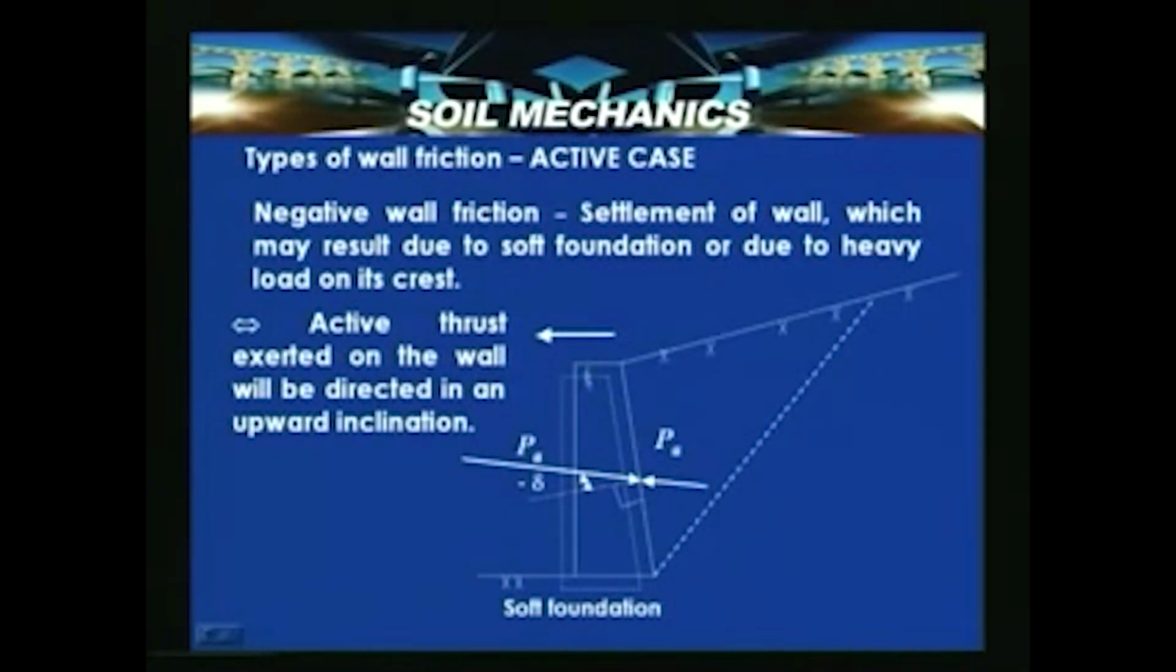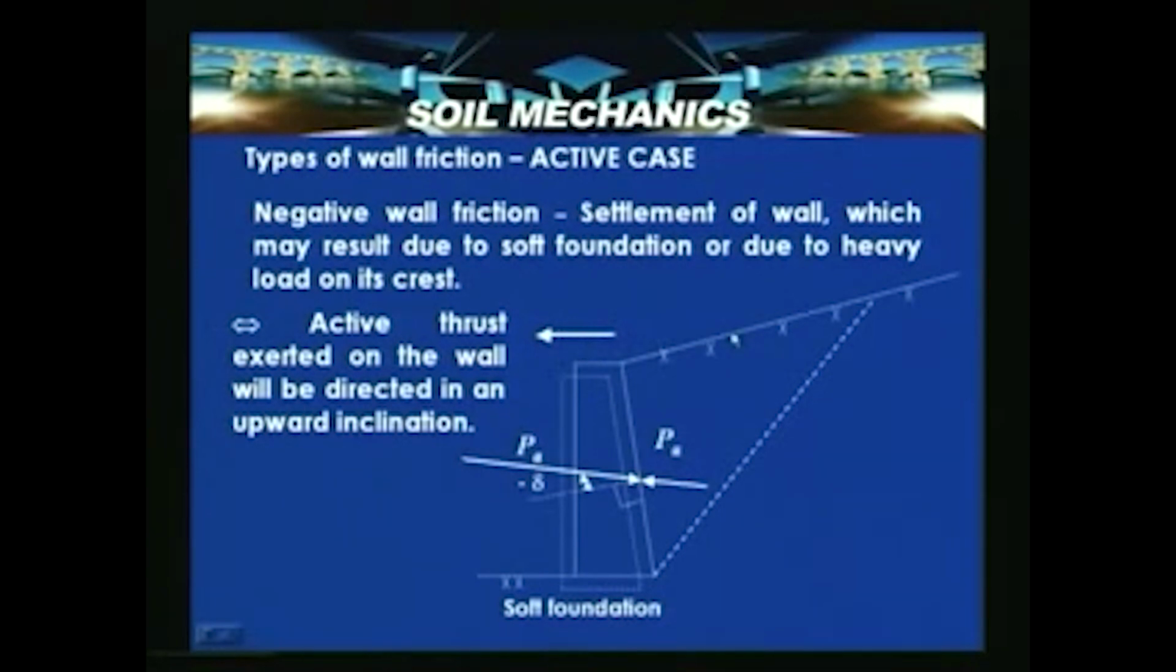Assume that the wall is resting on a soft foundation. In the previous case, the positive wall friction active case, the wall is assumed to rest on a firm foundation. In this case, the wall is assumed to rest on a soft foundation, or at the crest a heavy load has been applied. So negative wall friction causes settlement of the wall, which may result due to a soft foundation or due to heavy load on its crest.